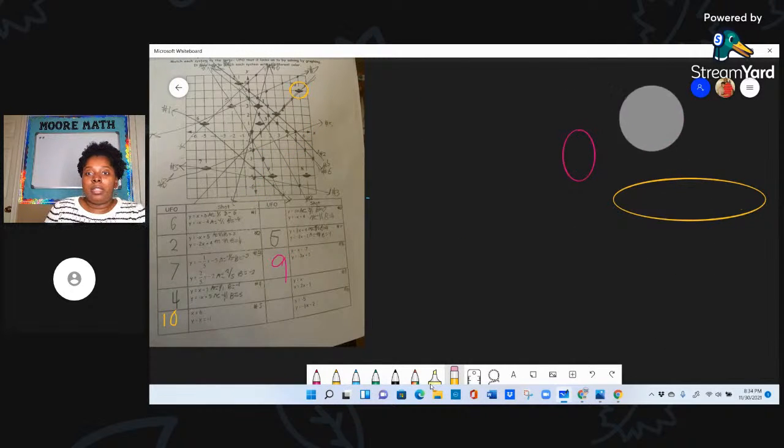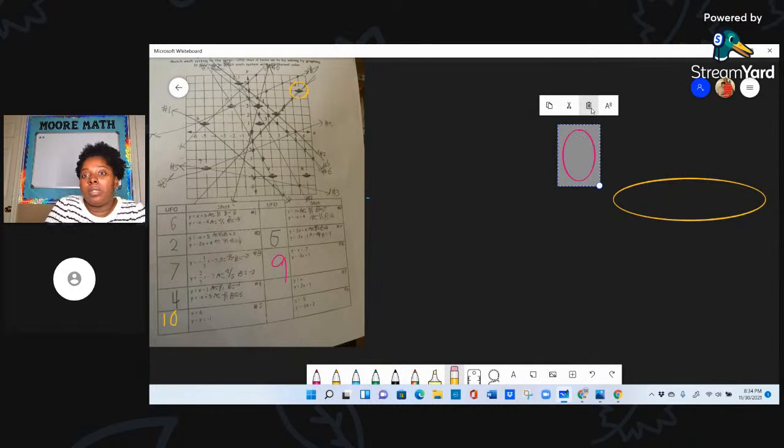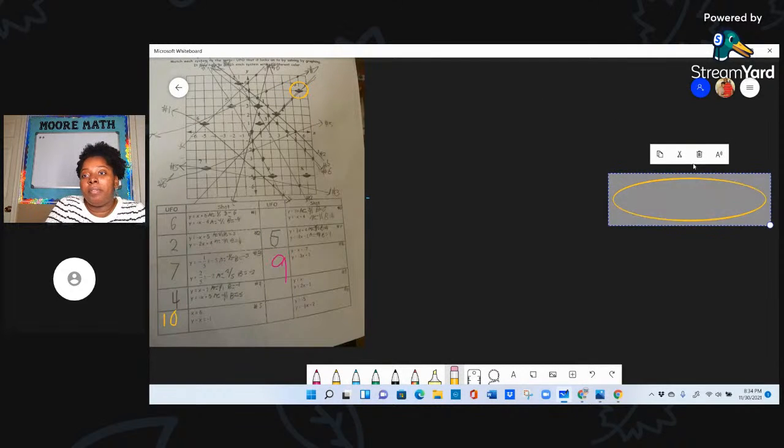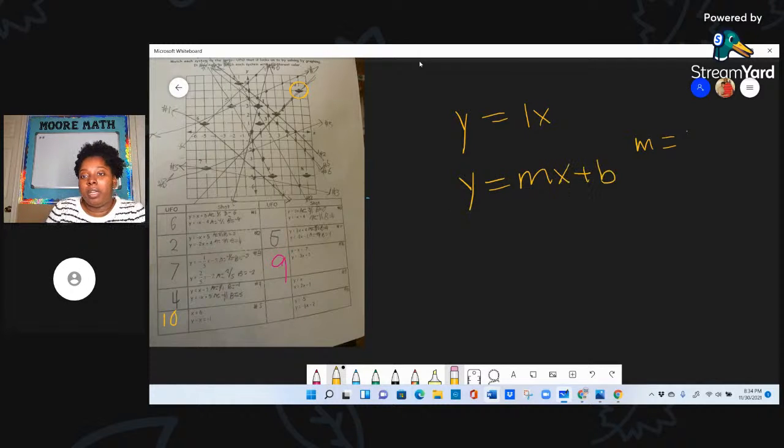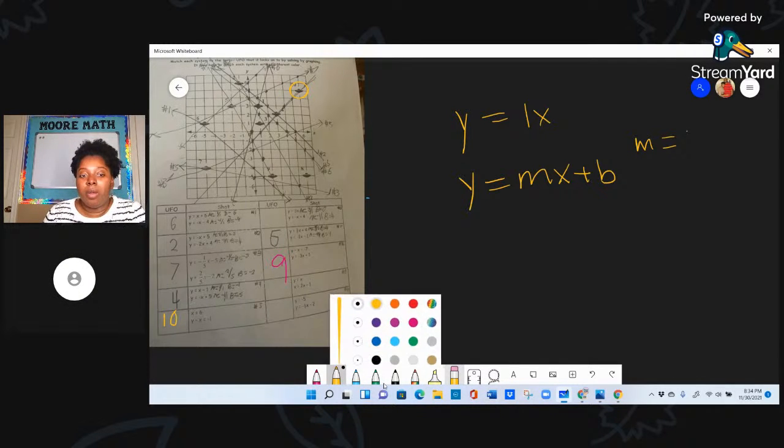So let's do the next one. So this one says y equals x. If there's no number in front of x, what's there? 1. Good. So this says y equals 1x. What's your slope? Undefined. Okay, hold on. Y equals mx plus b. Do we have m? 1. Good. Okay.